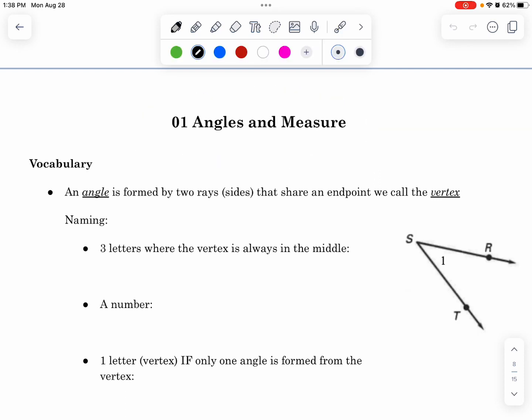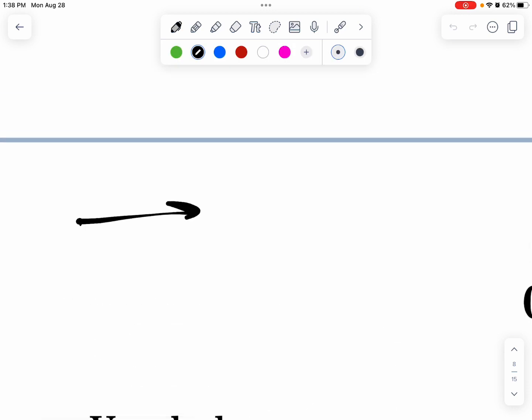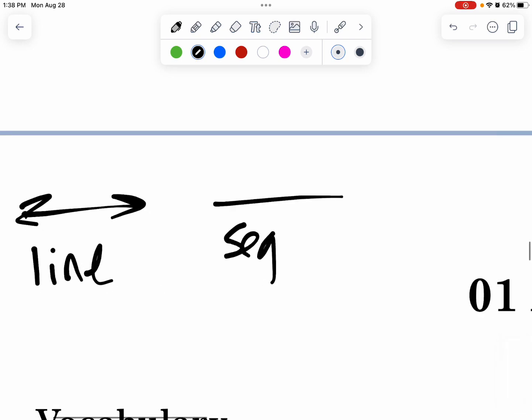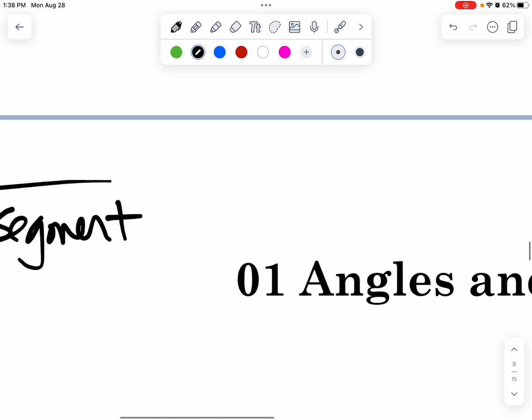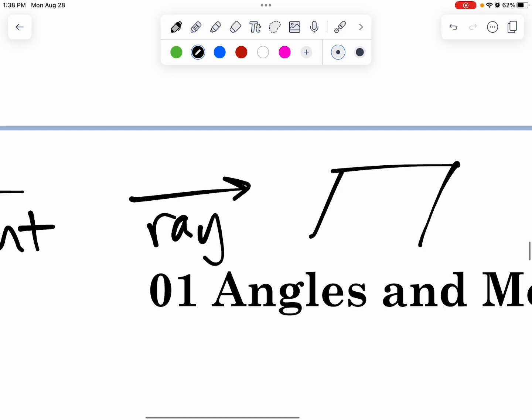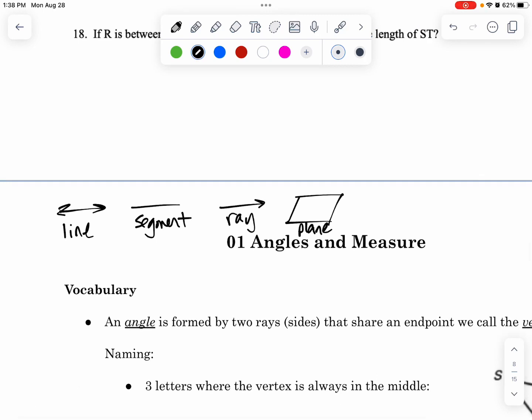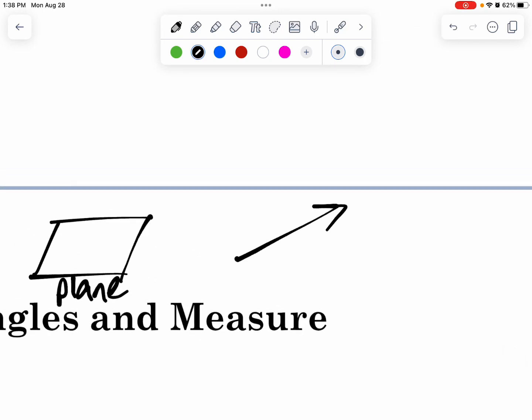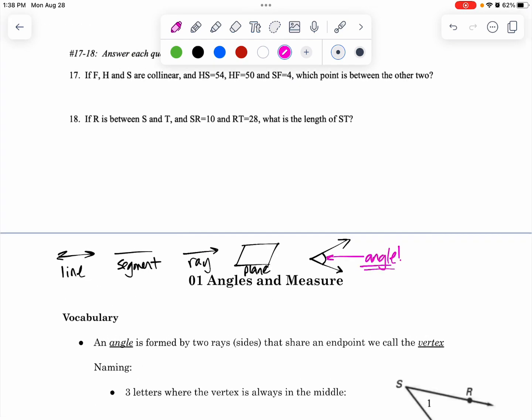All right, so I have a little bit of vocabulary for you. You probably know what an angle is. It looks like this. But let me just recap because we have talked about lines. We have talked about segments. We have talked about rays. We have talked about planes, which are like the wall of a classroom. This is called a plane, or the carpet of a classroom, whatever. So now we're adding something new. We are adding an angle, which is made up of two rays. This is an angle. That's the new word of the day, okay?